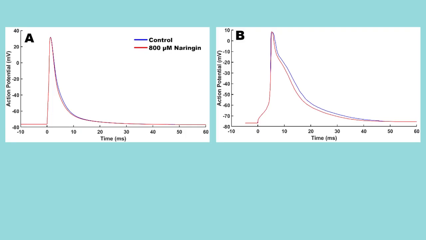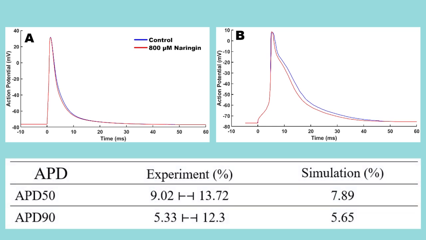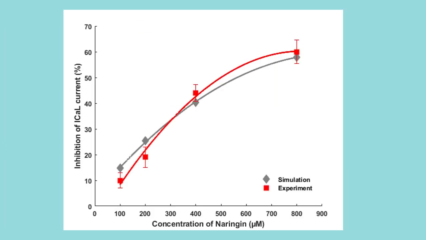The APs from the simulation presented similarities with Lee's experiment, but a better comparison can be made by looking at the APDs. As we can see, the APD50 for the simulation was 1.13% off the experimental range. However, the APD90 presented a good result, fitting the experimental range. For the percentual inhibition of ICaL, we see that the simulation presented the best result for 800 micromolar, with lower concentrations showing less precise results.